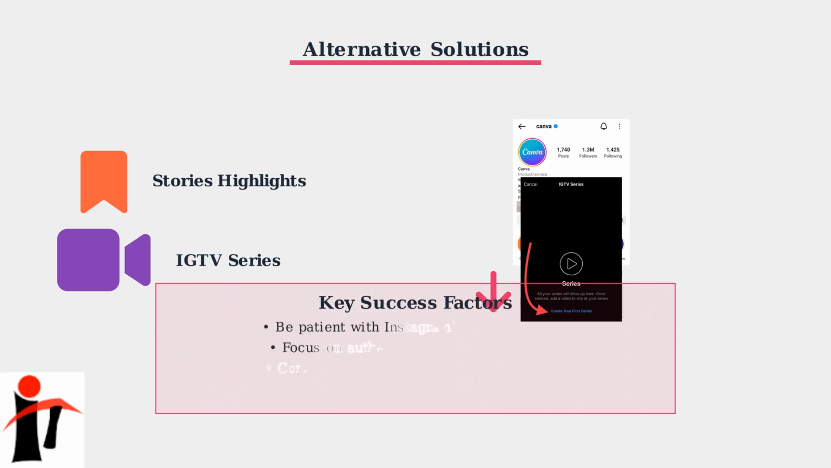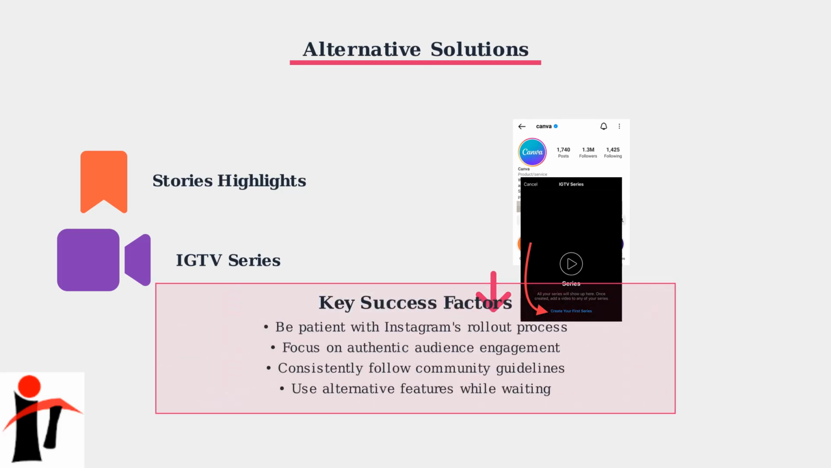Success with Instagram broadcast channels requires patience and strategic planning. Focus on organic growth, maintain high engagement, and consistently follow platform guidelines. These efforts will significantly improve your chances of gaining access to broadcast channels and other premium Instagram features.